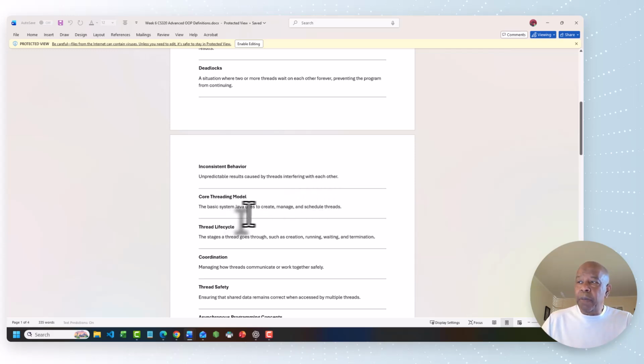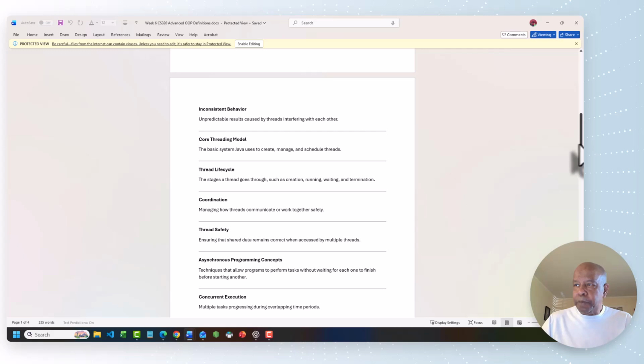Core thread model, the basic system Java uses to create, manage, and schedule threads. Thread lifecycle, the stages a thread goes through, such as creation, running, waiting, terminating. We'll be talking about that. Coordination, managing how threads communicate and work together safely. What are the things we have to put in place? Thread safety, ensuring that the shared data remains correct when accessed by multiple threads.